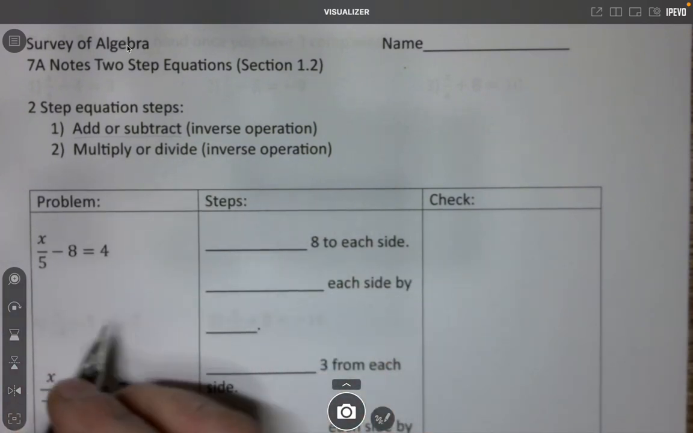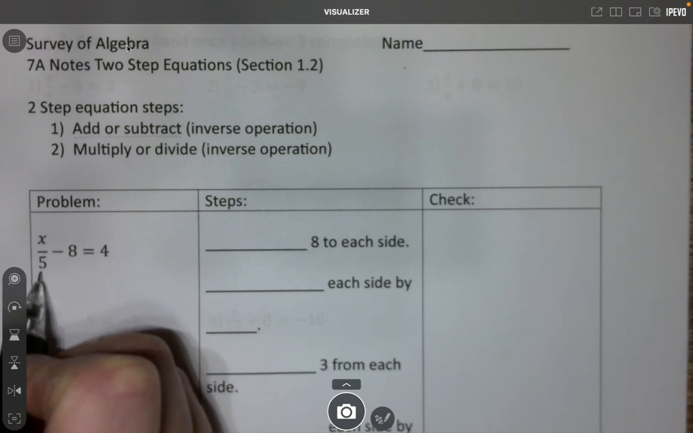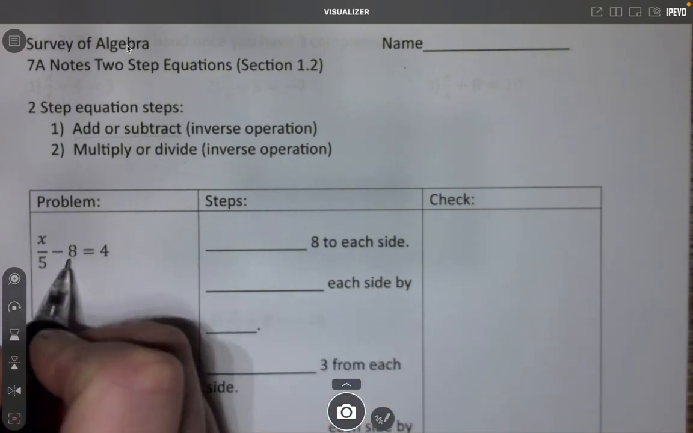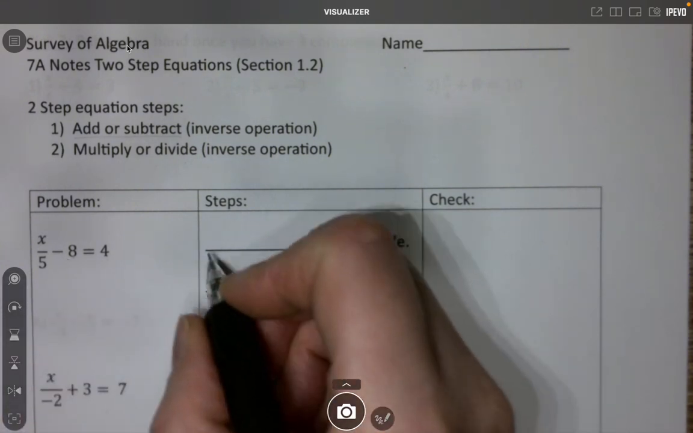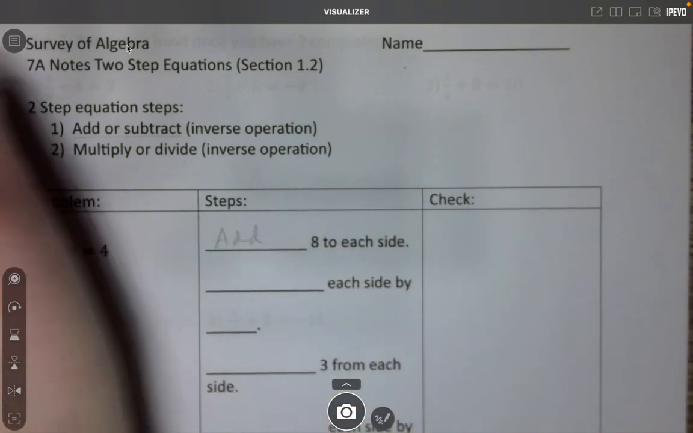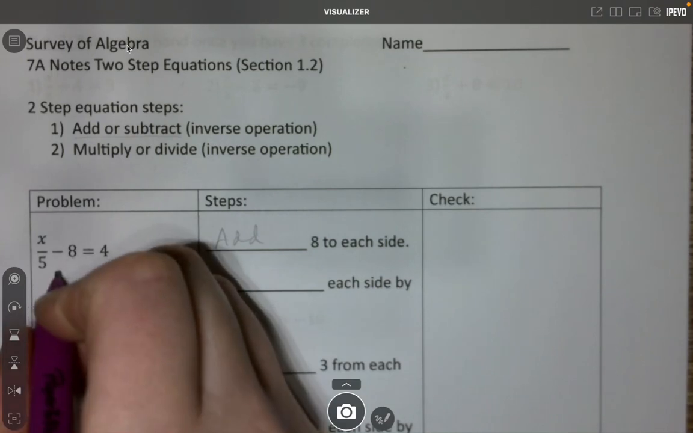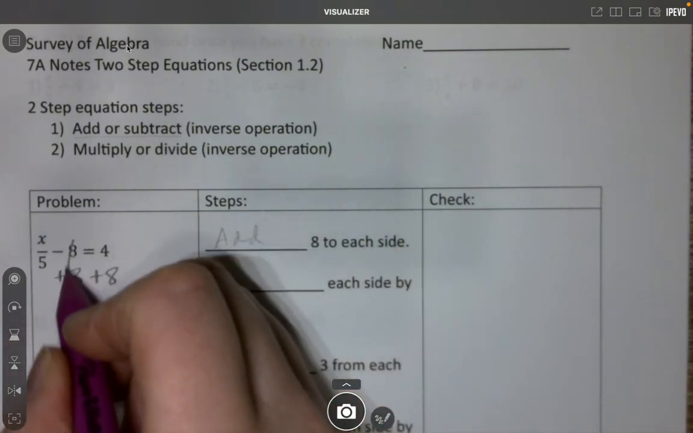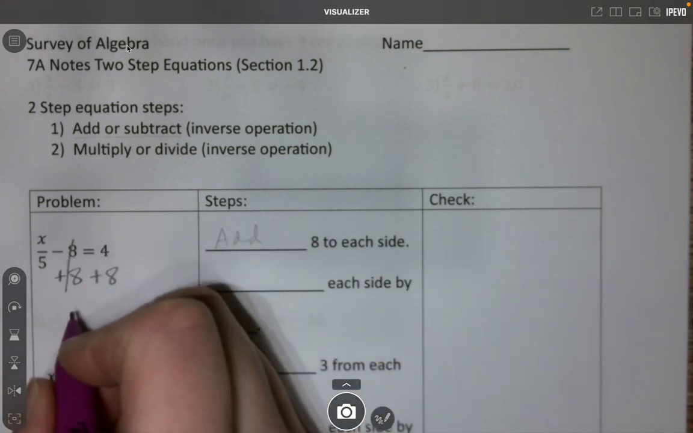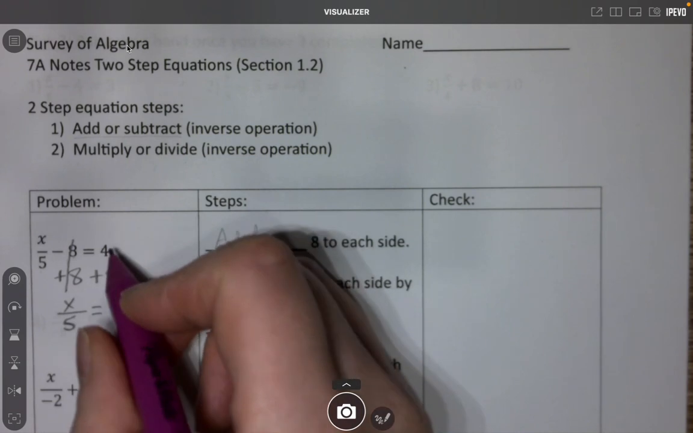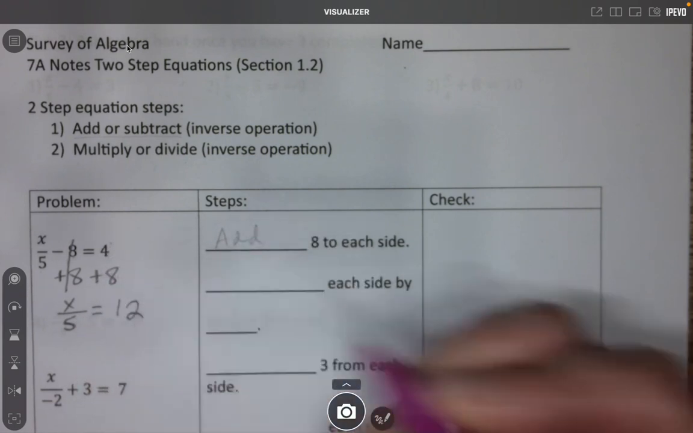So with our first equation, I have x being divided by 5, and then I have minus 8 equals 4. So my first step is going to be undoing the addition or subtraction. So I want to get rid of that minus 8. So I'm going to do that by adding 8 to both sides. Addition and subtraction are my inverse operations. So I want to add 8 on both sides. Minus 8 plus 8 makes a 0. So I am left with x divided by 5 equals, on the other side, 4 plus 8 makes 12.